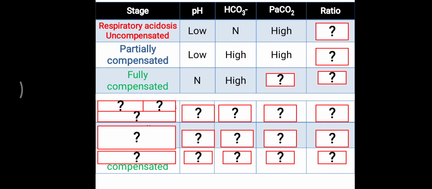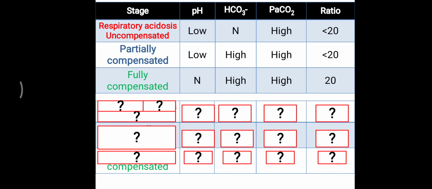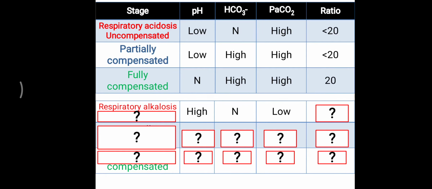In full compensation, what happens? The pH becomes normal, and along with the pH you also have to remember that the ratio of base upon acid will also become normal. So that is the fully compensated condition. Now another situation: a high pH, which indicates alkalosis. Here bicarbonate is normal and the partial pressure of carbon dioxide is towards the lower side, with a high value of pH. It is the opposite direction, so it is a respiratory condition.